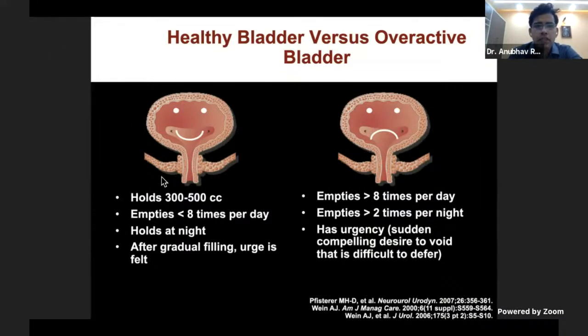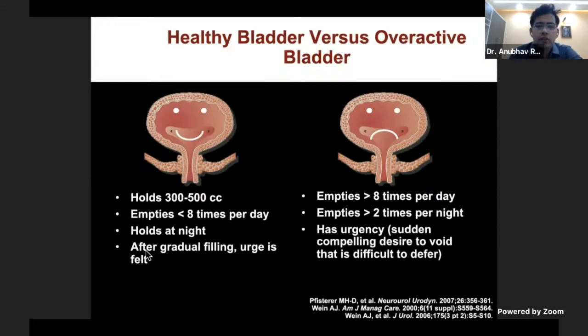So you can see this is a healthy and happy bladder. The functions of a healthy and happy bladder are that it should be able to hold, in an adult, around 300 to 500 ml of urine. It should empty less than 8 times per day. It should be able to hold urine throughout the night so that you need not get up to urinate in the night.